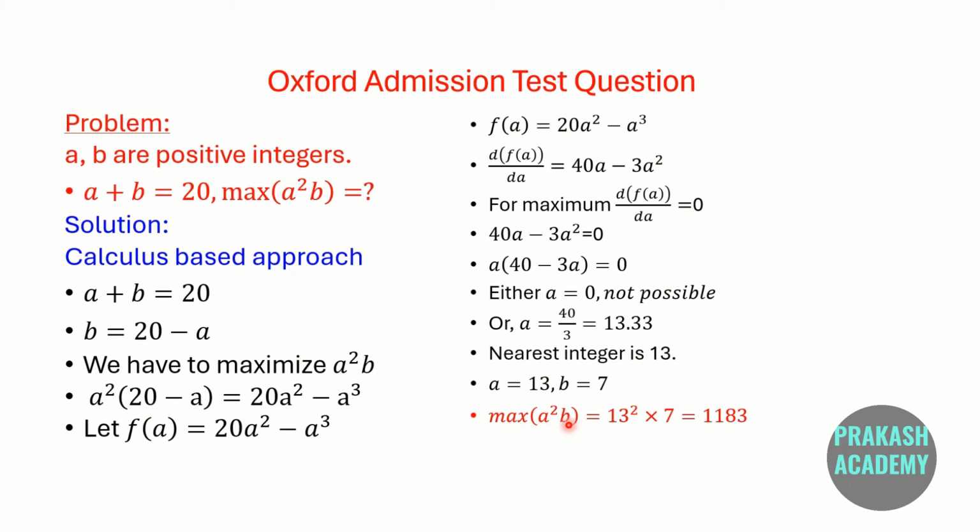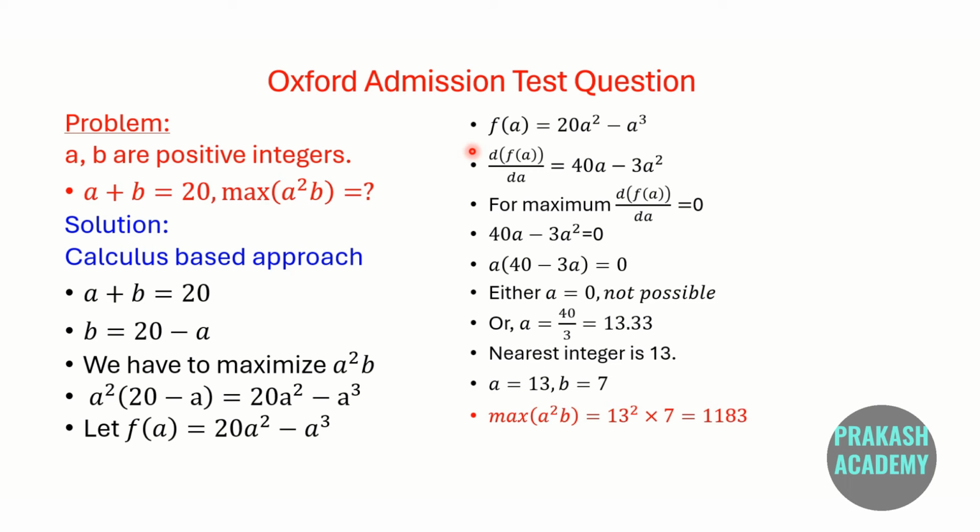So now I can get the maximum value, that is a squared b. So a is 13 squared and b is 7. So 13 squared times 7, this value is 1183. So this is the maximum value of a squared b. Basically we can also show that this is the maximum value. This means these critical points, a equals 0 or a equals 40 by 3, basically correspond to critical points, and then if I differentiate this again, I can show at these critical points we can have maxima or minima.